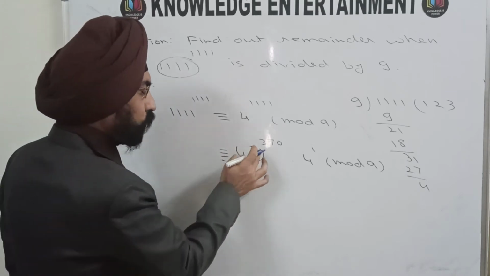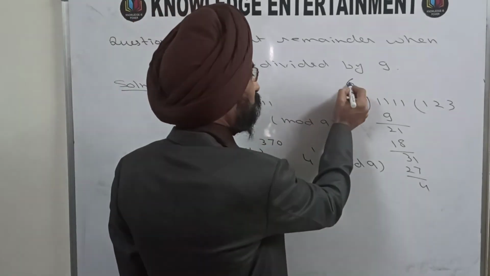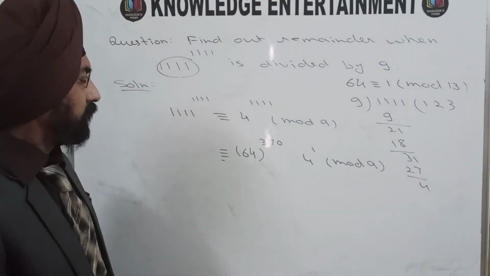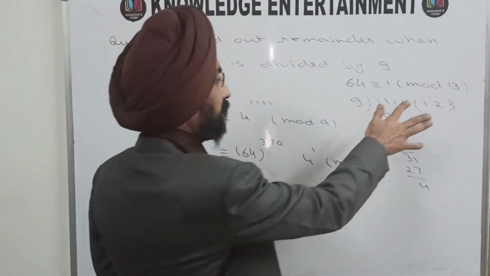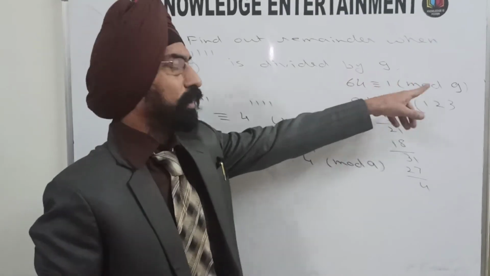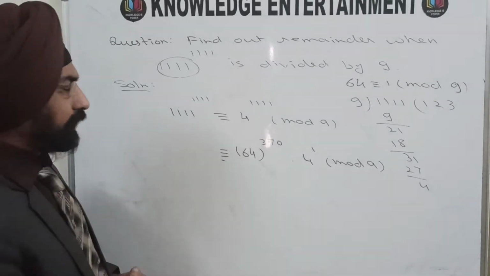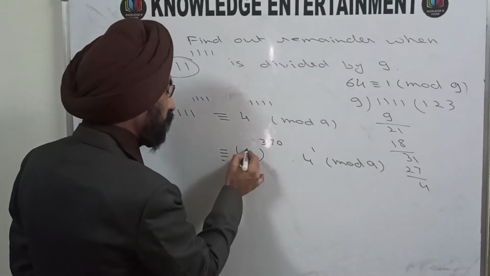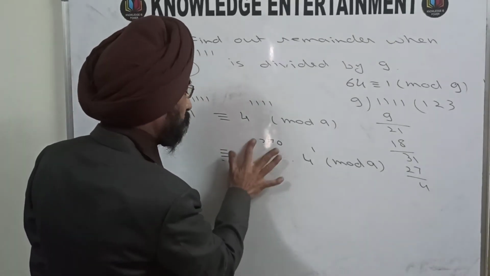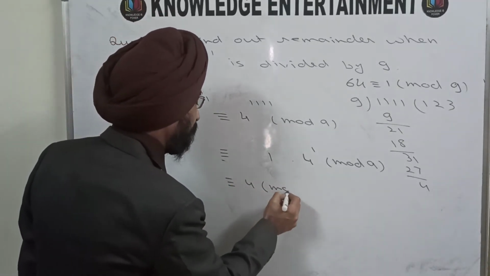Now this 4 cube is 64, and we all know that 64 is congruent to 1 modulo... sorry, not 13, it is 9. So 64 is congruent to 1 modulo 9, because 9 divides 64 minus 1, that is 63. So this 64 can be replaced by 1 now. I am replacing this 64 by 1. 1 raised to the power anything is 1. So this quantity is going to be congruent to 1. And what you are left with is congruent to 4 modulo 9.